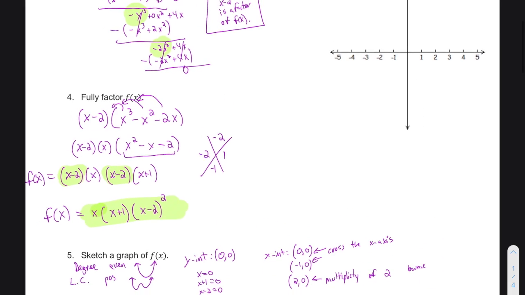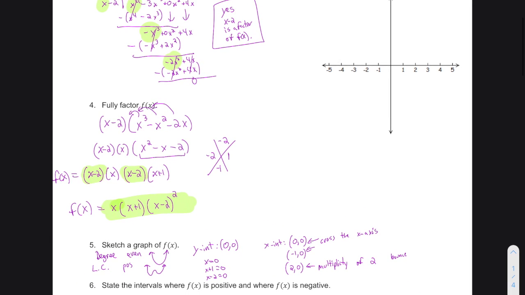So let's get those points plotted, and then we'll find a way to connect our graph such that we cross where we need to cross and we bounce where we need to bounce, and our end behavior matches what it should be. So our y-intercept here is at 0, 0. We have an x-intercept at -1, 0. We also have an x-intercept at 2, 0, and we know that we're going to have to bounce off this point.